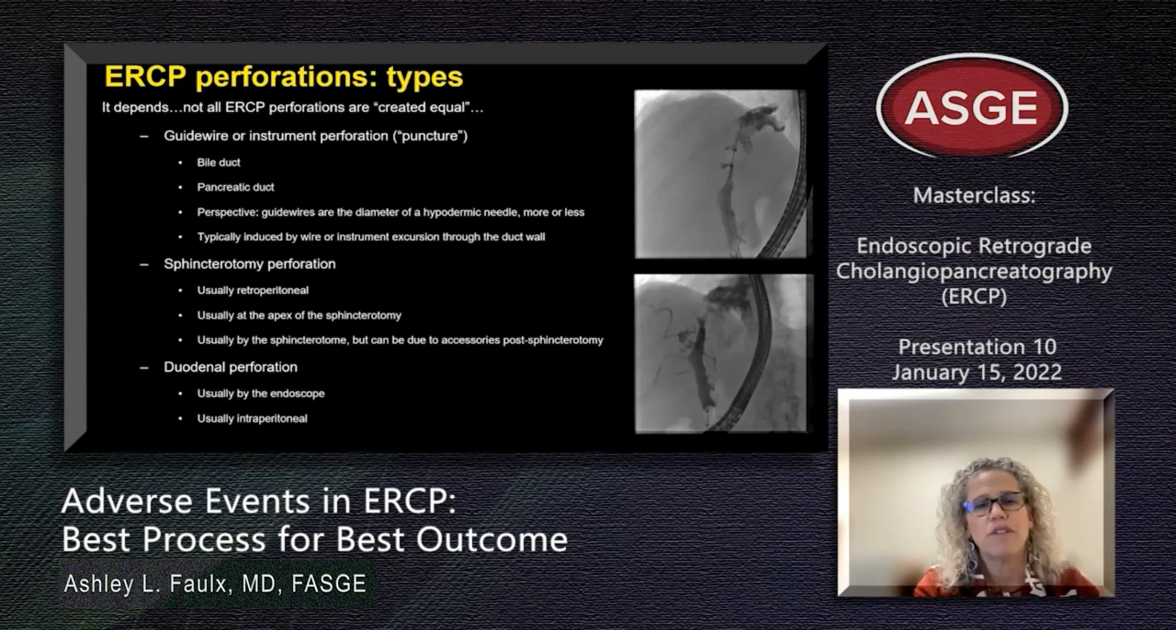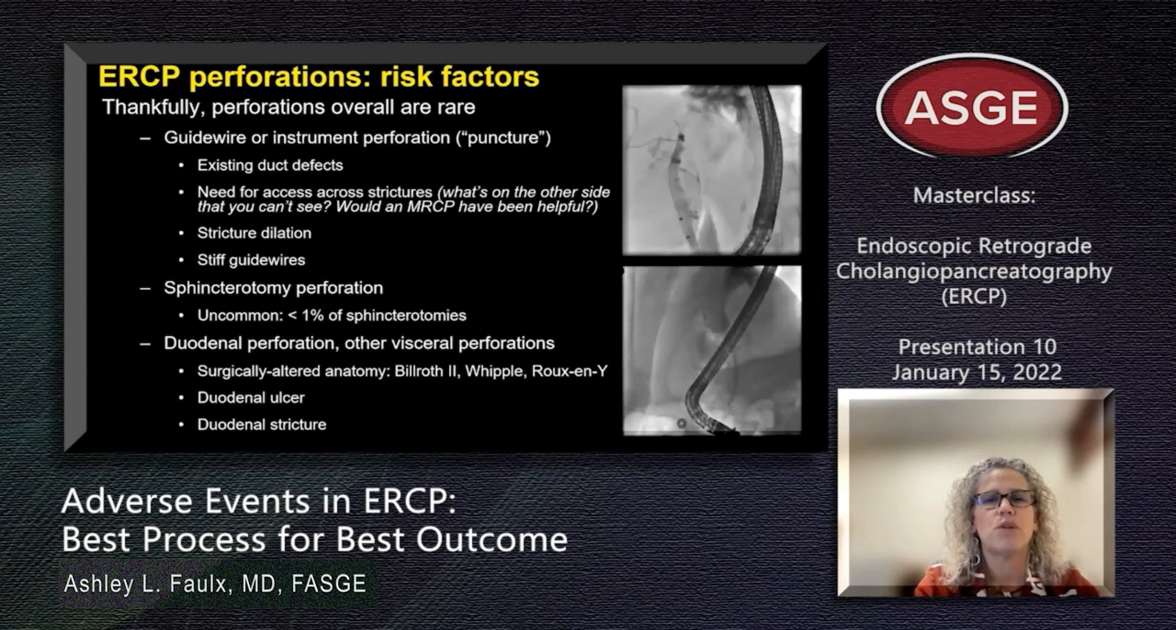There's sphincterotomy related perforation, which is typically retroperitoneal. It's usually at the apex of the sphincterotomy, usually by the sphincterotome, but can be due to accessories post-sphincterotomy. And then there's duodenal perforation that is usually caused by the endoscope, and that's usually intraperitoneal. So luckily they're pretty rare.